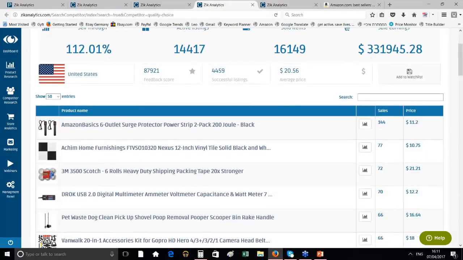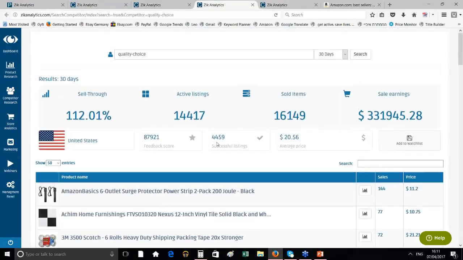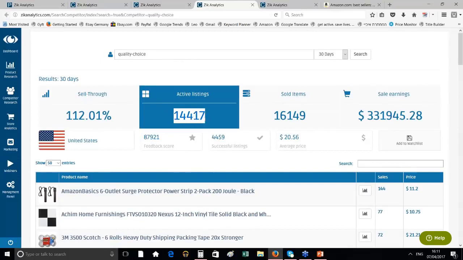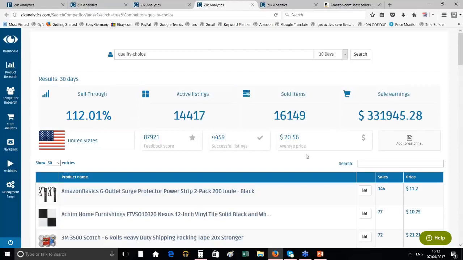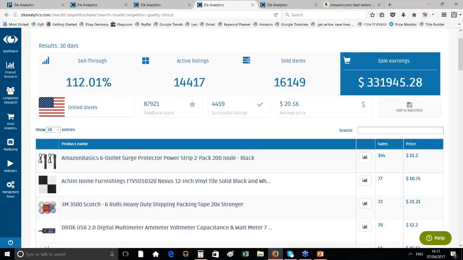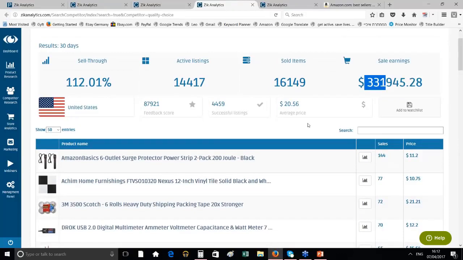Now we get this seller. Look. This seller with 87,000 feedbacks, it's a lot, but it's still very interesting because he has 14,000 active listings and 112% sell-through. He sells more items than the listings he has. Even if you have a lot of feedbacks, this is really something extraordinary. Not every dropshipper does this kind of result. $331,000 in sales a month. This is something that we have to respect and we have to understand and research.